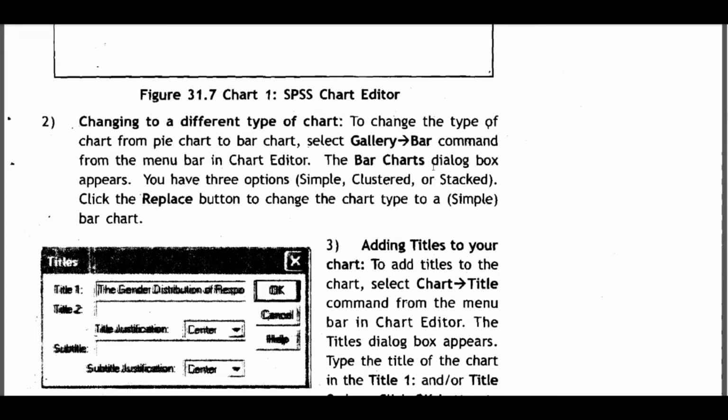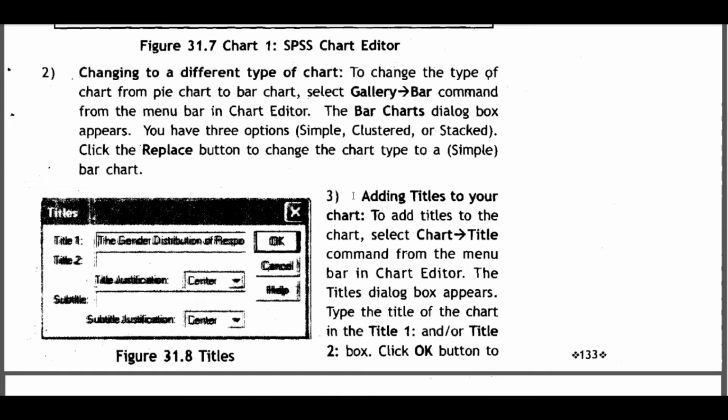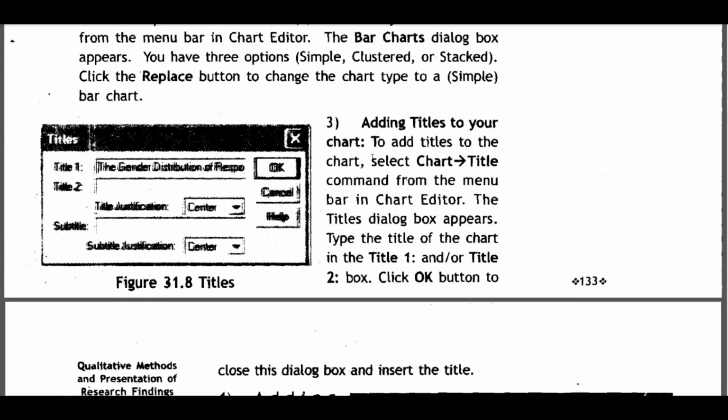The bar chart dialog box appears. You have three options: simple, clustered, and stacked. Click the replace button to change the chart type to a simple bar chart.